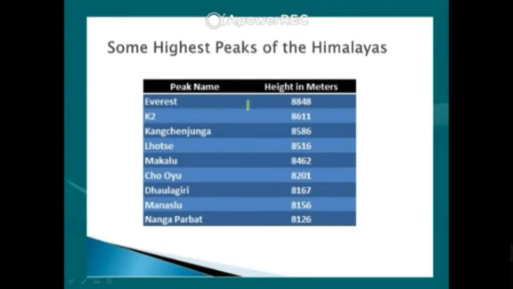So these are the highest peaks. The highest peak of the world is Everest, the highest peak of the Himalaya is Kanchenjunga, and the highest peak in India is K2 Godwin Austen. So these are the three important peaks.